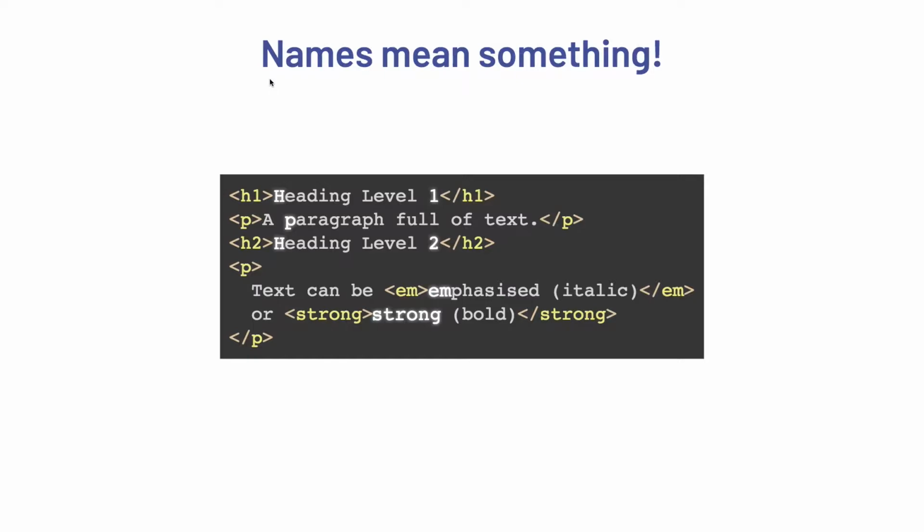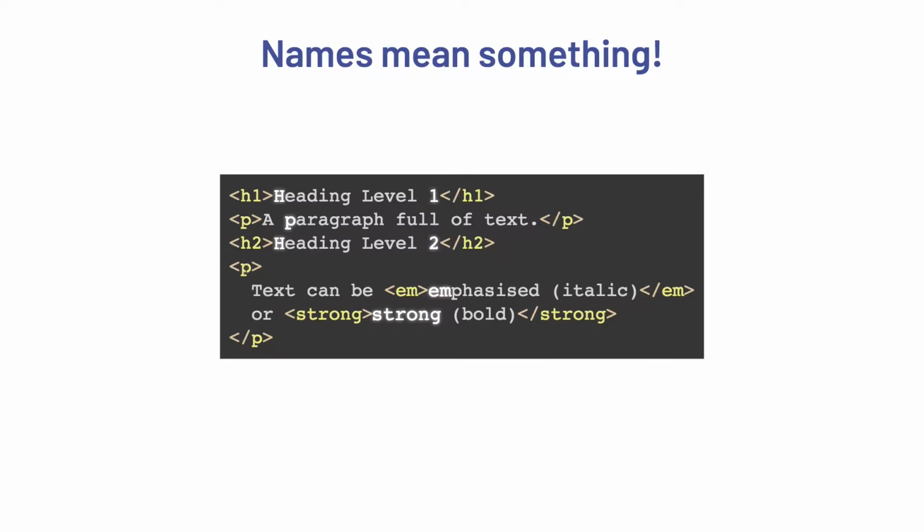So by and large, the names of tags have meaning. For example, this H1 tag means heading level 1. By that we mean the top level heading in a website, the first one that you'll see. P means a paragraph. So when you've got long flow text, you use a paragraph. H2 is a heading level 2. So you might think of those as subheadings. And you can have H3, H4, H5, and H6 to indicate structures of headings.